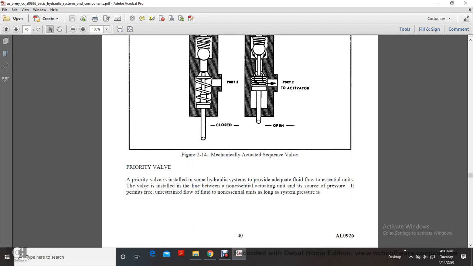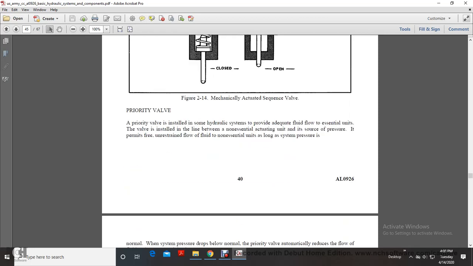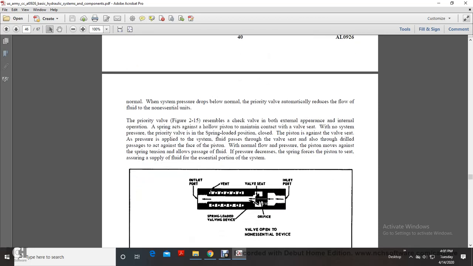Alright, your priority valve. A priority valve is installed in a hydraulic system to provide adequate fluid flow to the essential unit. The valve is installed in a line between the non-essential actuating unit and the source of pressure. It permits free, unrestricted flow of fluid to non-essential units unloaded against system pressure. When the system pressure drops below normal, the priority valve will automatically reduce the flow of fluid to the non-essential units.